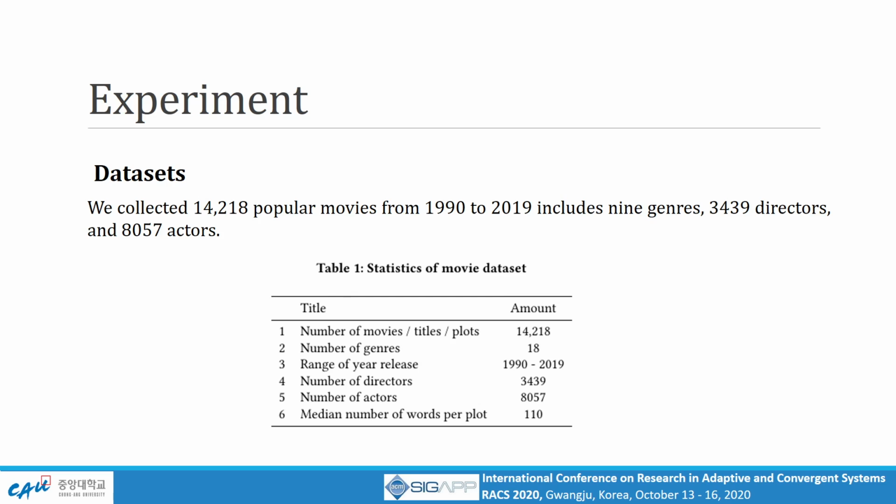We collected more than 14,000 popular movies from 1990 to 2019, including 3,439 directors and 8,057 actors. For collecting the movie information, we use the Open Movie Database API, and we obtain the movie information that is provided for the experiments. Our statistics of the movie dataset are shown in the table.